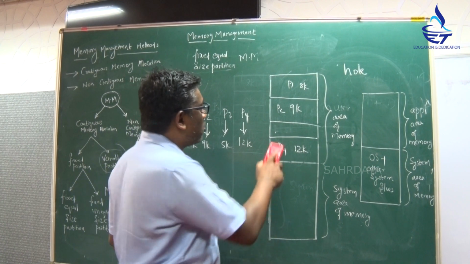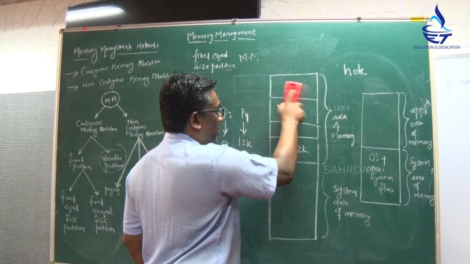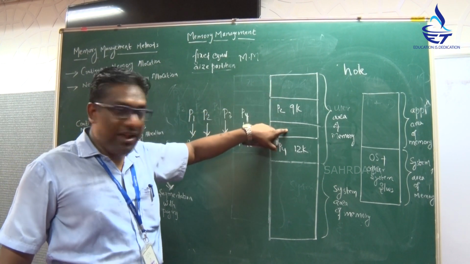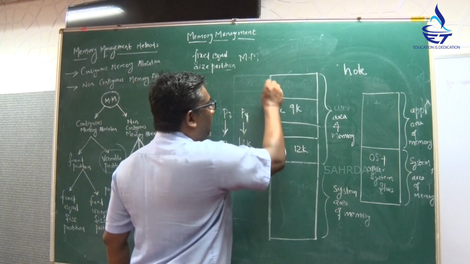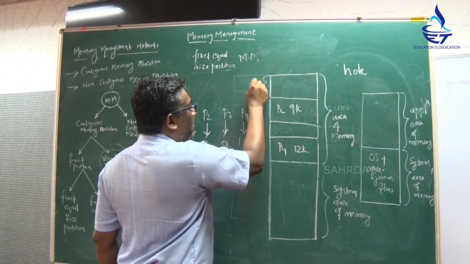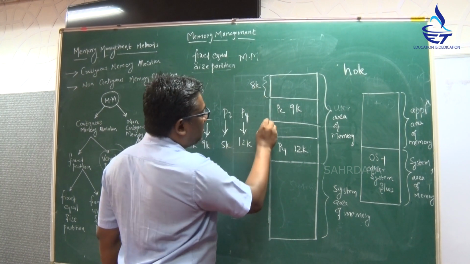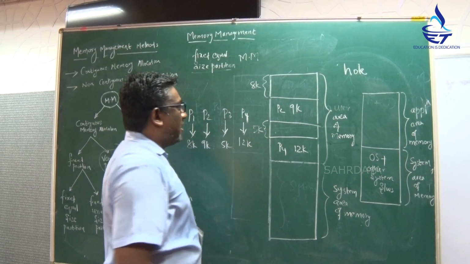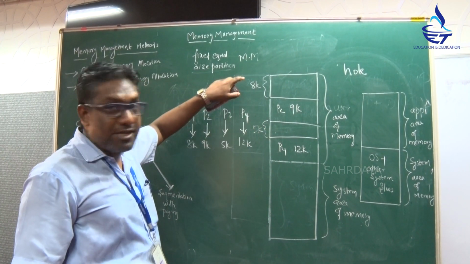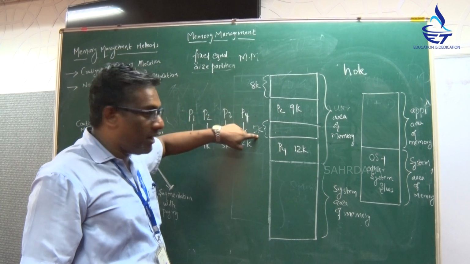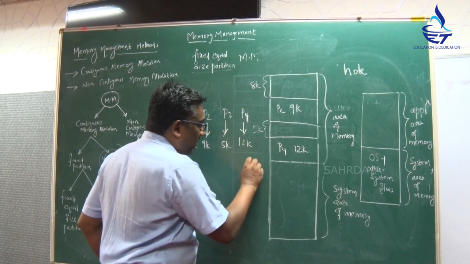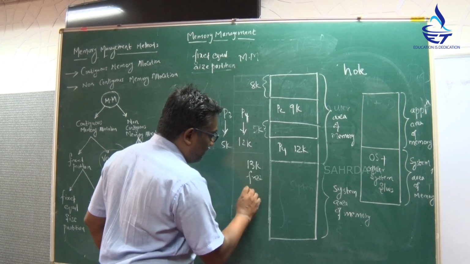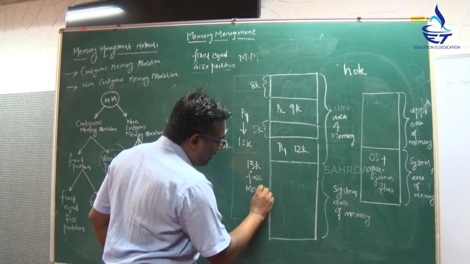P1 also completed its execution, so that memory space will become free. Now we have 8K, because P1 loaded there, then P3, 2K, and 5K is there. So what is the total free space? 8K plus 5K, that means 13K of free memory.